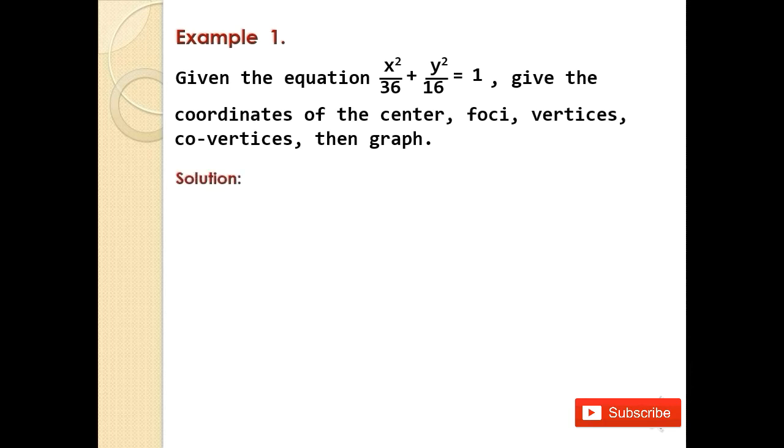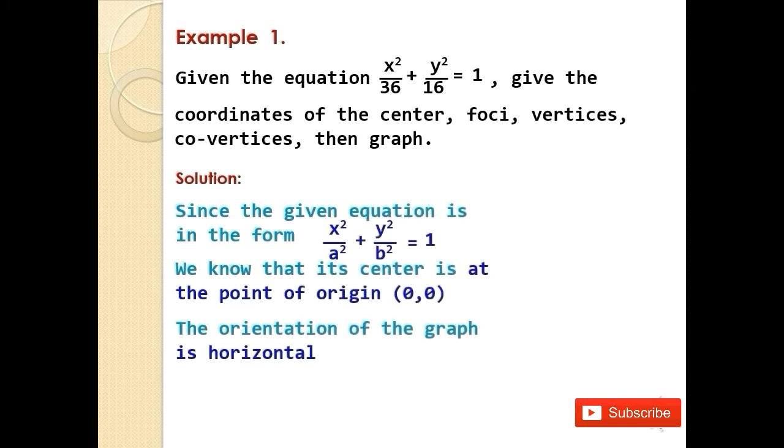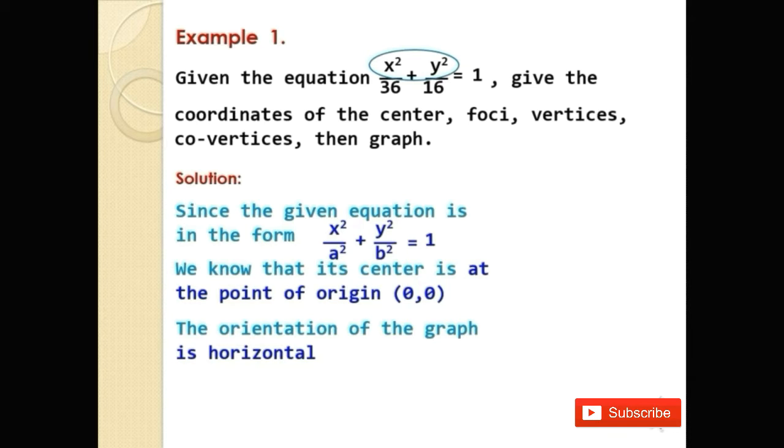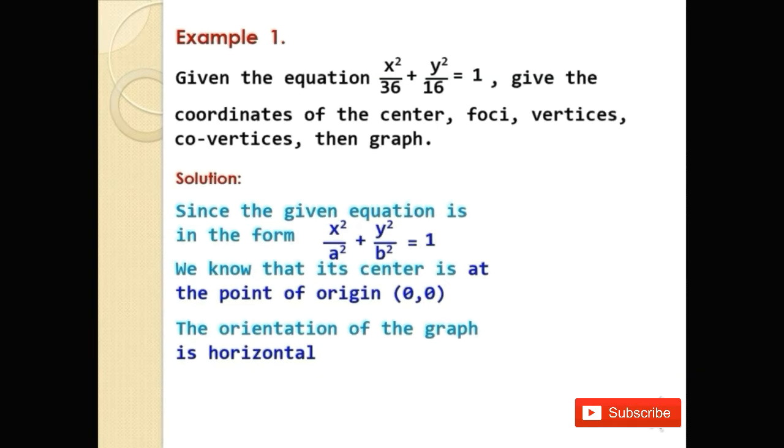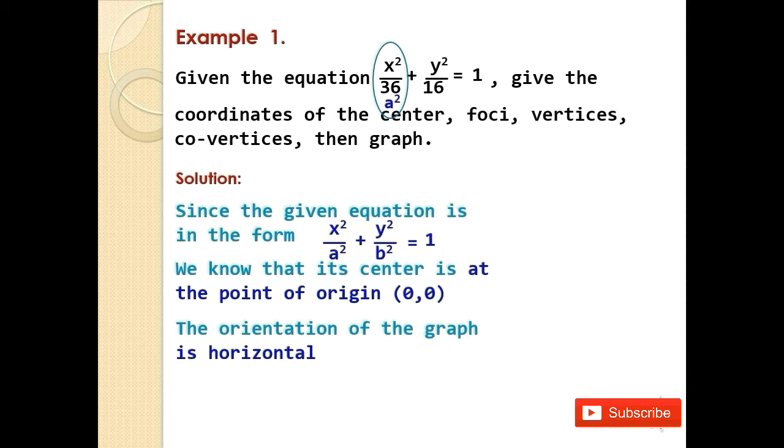Solution. Step 1. Analyze first the type of equation given. Since the equation does not have h and k, we know that it falls under type 1 or type 2 equation, where the center is at the point of origin, 0, 0. Next, we look at the denominator. Since a squared is under x squared, or the bigger denominator is under x, we know that its graph will align itself with the x-axis. Therefore, the graph is horizontal.